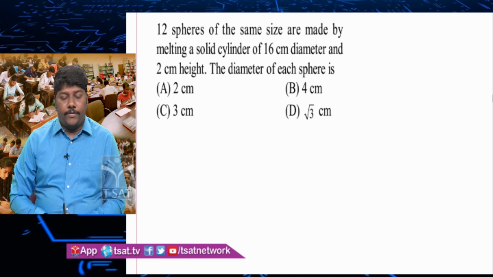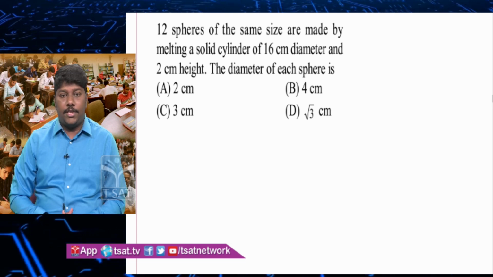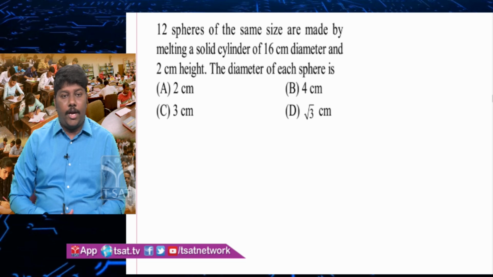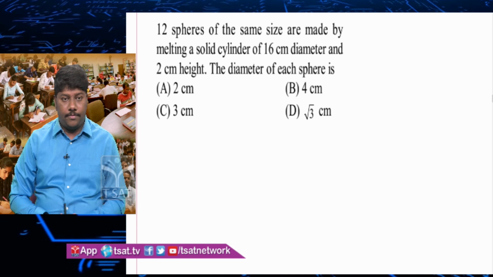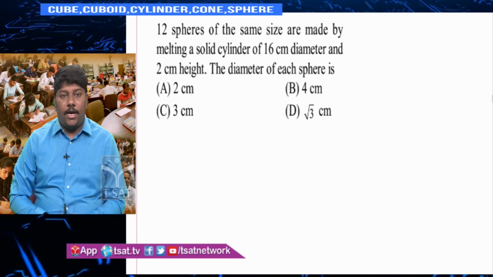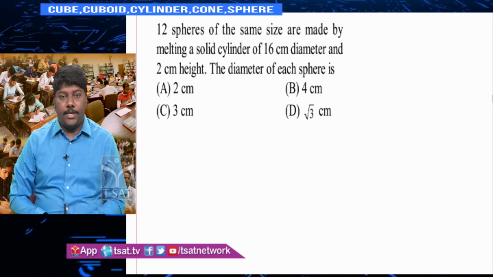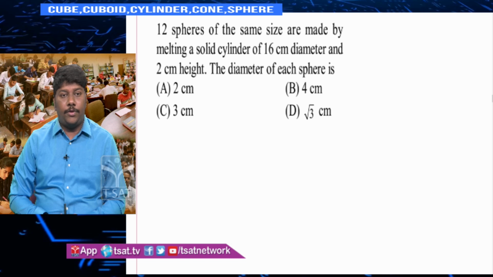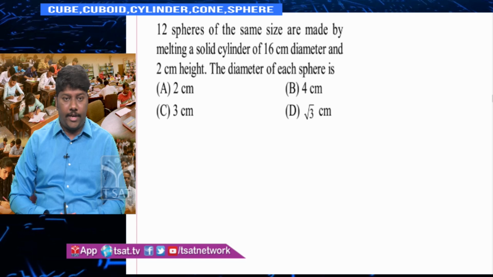12 spheres of the same size are made by melting a solid cylinder of 16 centimeter diameter and 2 centimeter height. The diameter of each sphere is asked. So you are melting the cylinder to make 12 spheres of the same size, from a solid cylinder of 16 centimeter diameter and 2 centimeter height. First find out what is the radius of each sphere.